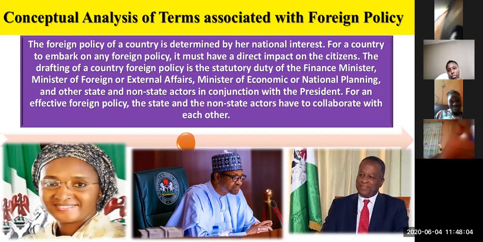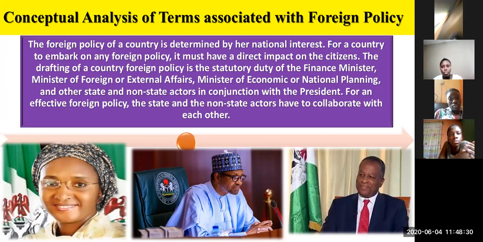Okay. Then who are those people that draft the foreign policy of a country? As you can see, majorly, we have the finance minister, we have the minister of foreign affairs. In some regimes they call it foreign affairs, in some regimes they call it external affairs, okay? In some regimes, we have the Minister of Economic or National Planning, okay?